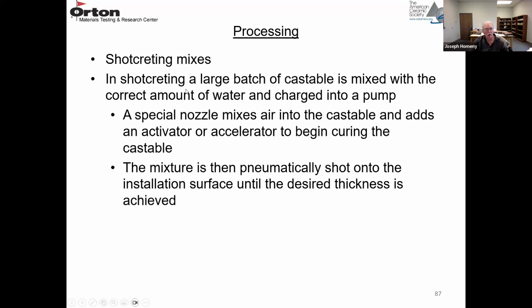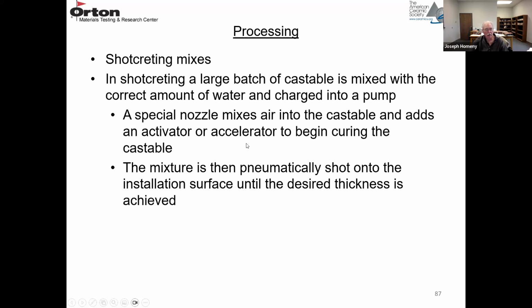Shotcreting is similar to gunning, but the material is pre-mixed with water instead of being mixed at the nozzle. So a large batch of castable is mixed with the correct amount of water, and it's charged into a pump. And then a special nozzle mixes the castable, and as it mixes in the nozzle, there's usually going to be an addition of an activator or accelerator that's going to accelerate the curing process.